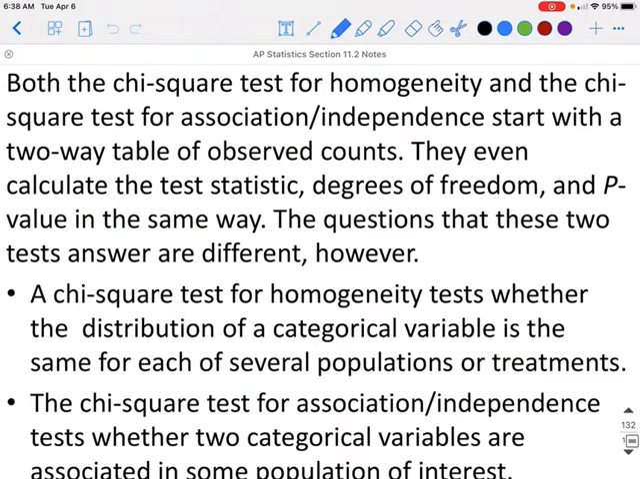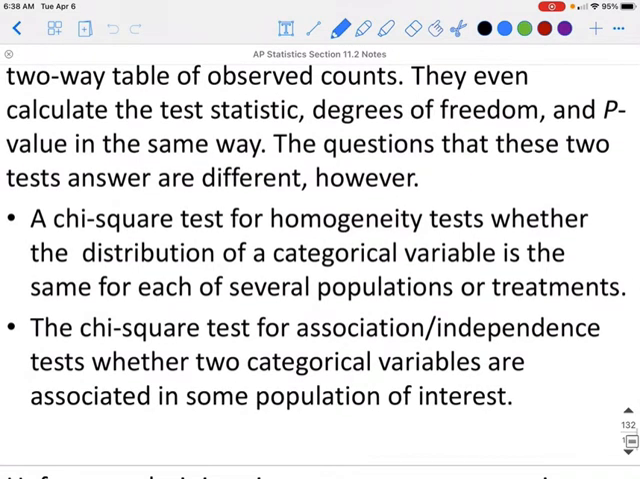Both the chi-square test for homogeneity and the chi-square test for association/independence start with a two-way table of observed counts. They even calculate the test statistic, degrees of freedom, and p-value in the same way. The questions that these two tests answer are different, however.